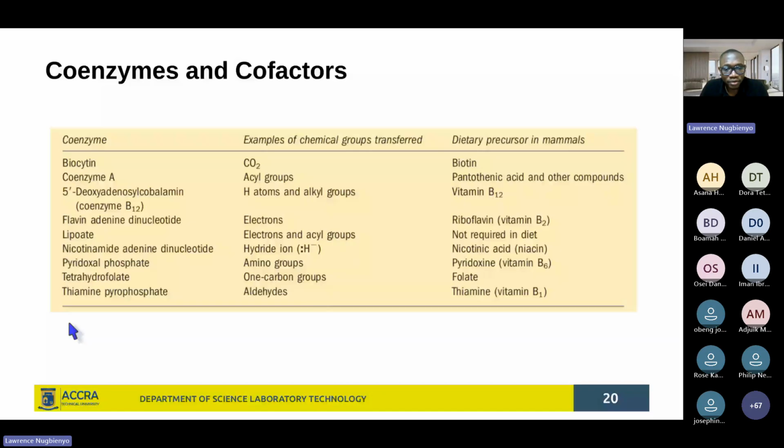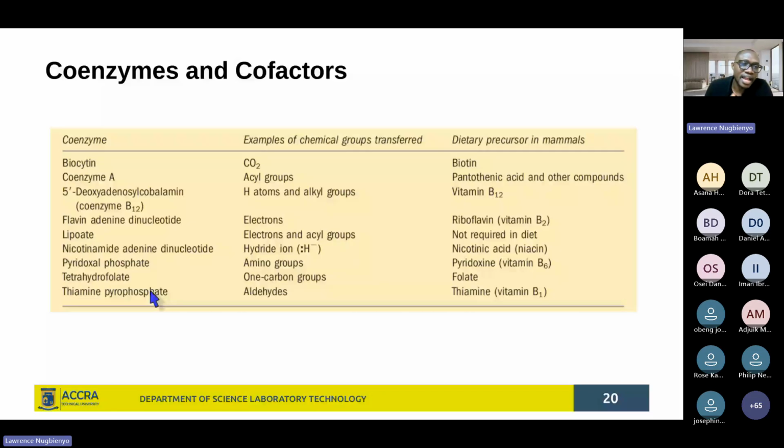You have thiamine pyrophosphate, also coming from vitamin B1, thiamine, involved in the transfer of aldehyde groups. Again, here you see thiamine as the vitamin, and the coenzyme is thiamine pyrophosphate. In place of pyro, you can put di, so thiamine pyrophosphate can also be said to be thiamine diphosphate. So two phosphate groups. Just addition of two phosphate groups to thiamine, and it becomes active as a coenzyme.